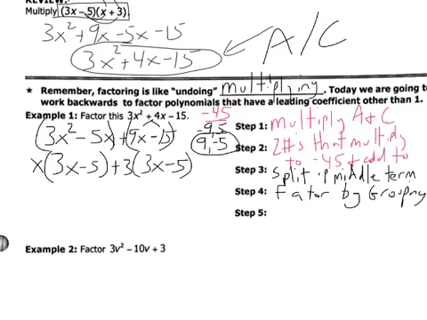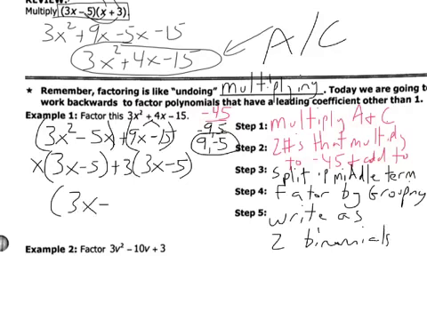And so if you remember by grouping, now I just write them as 2 binomials. That's step 5. Write as 2 binomials. So in one set, I'm going to have 3x minus 5. And in the other set, I'm going to have x plus 3.